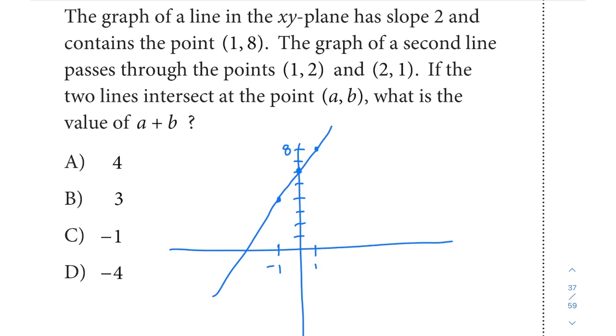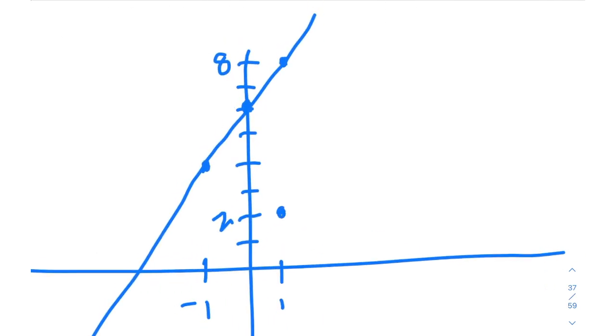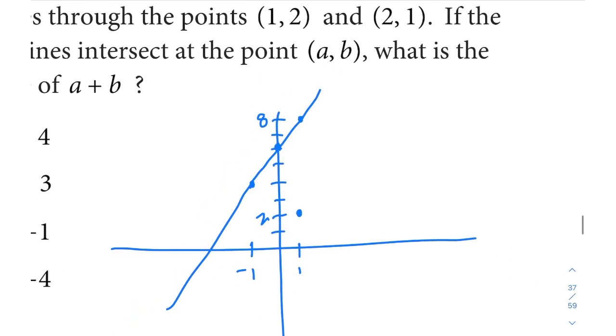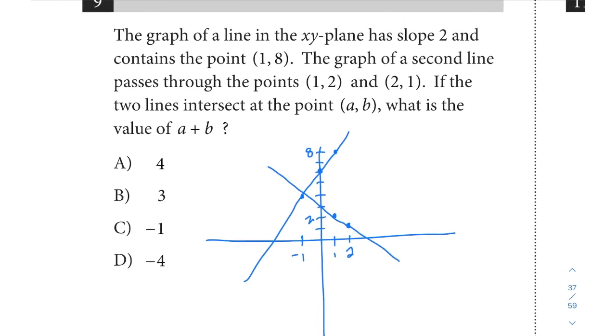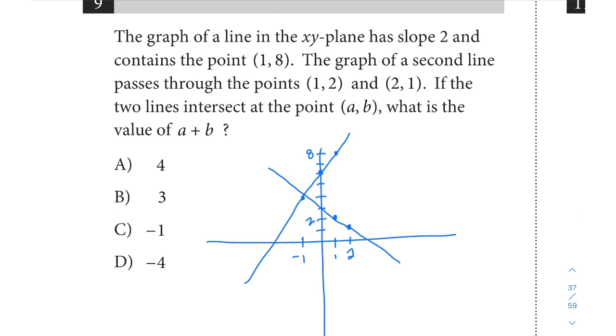And then for the second line, we have points (1, 2), which would be right here, and (2, 1), which would be right here. And so we can connect those and extend that line, and again, might be a little bit imperfect, but it at least gives us a visual so that we can label things accordingly as we go to solve. And it says that they intersect at the point (a, b).